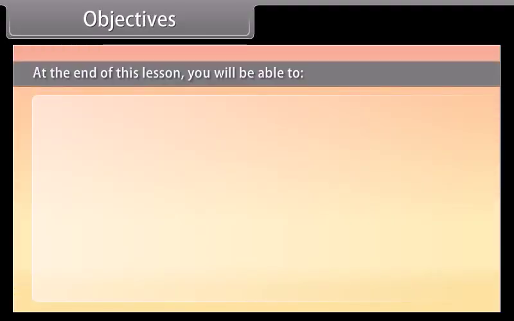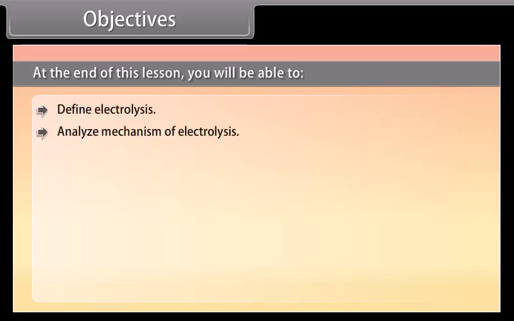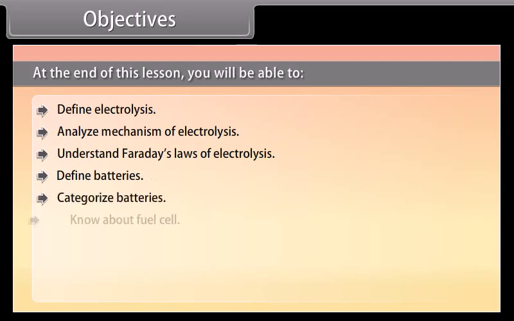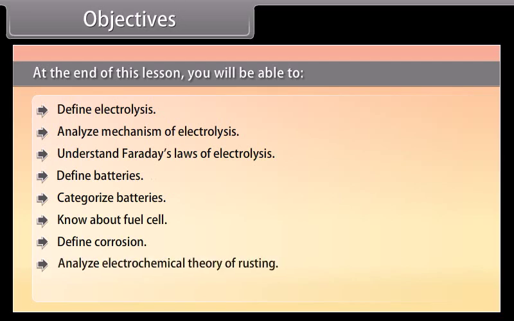Objectives. At the end of this lesson, you will be able to define electrolysis, analyze the mechanism of electrolysis, understand Faraday's laws of electrolysis, define batteries, categorize batteries, know about fuel cells, define corrosion, analyze the electrochemical theory of rusting, and explain prevention of corrosion.